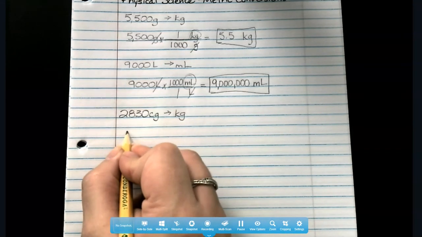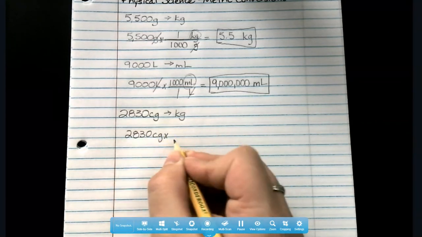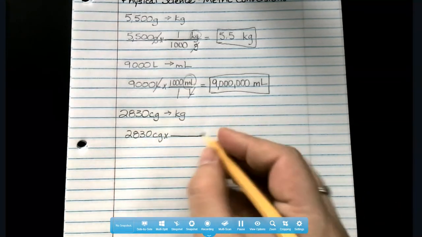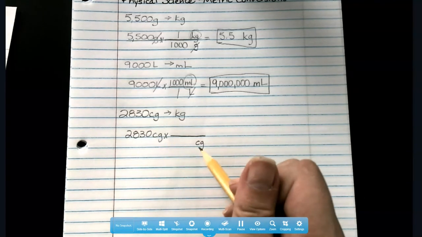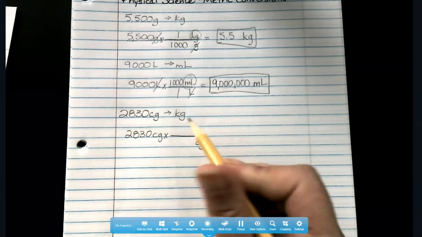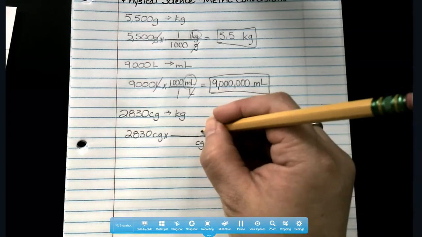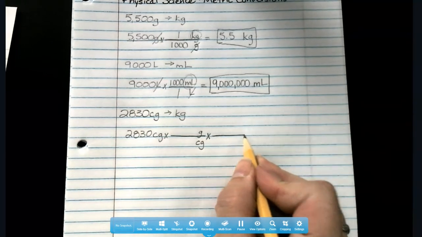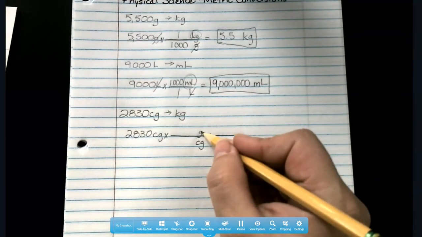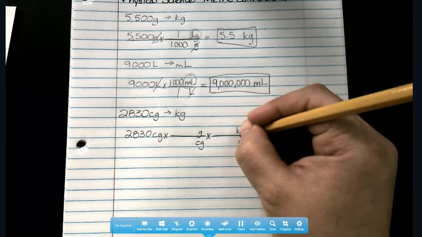So we're going to start with what we know. We were given this. Set our problem up. We're going to put centigrams here, but that's too big of a jump because remember centigram is a part of a gram and kilogram is 1,000 grams. So let's jump to the base unit and then go from there. So we're going to add another step. Same process. Now I've got grams, I can put grams here, and my kilograms up here.